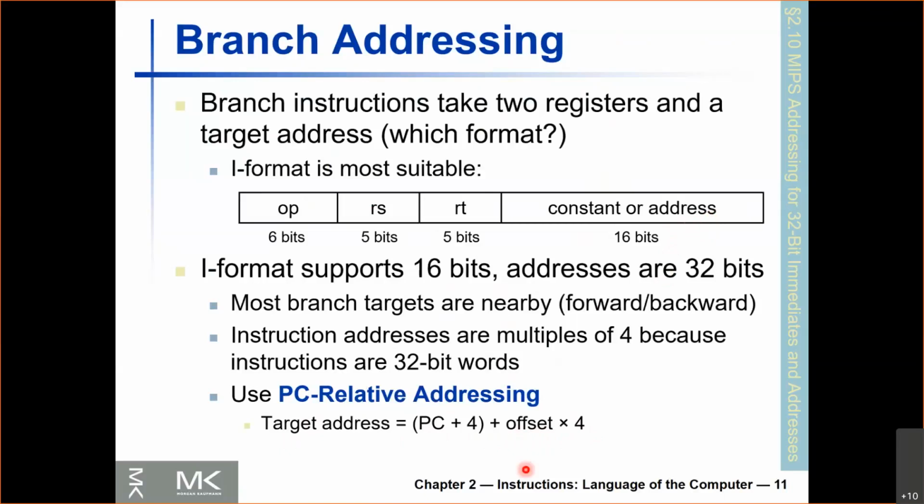Okay, so I will store a 16-bit offset. And then when I execute the branch instruction, the target address of the branch instruction can be found by multiplying the offset by 4 and adding it to the program counter plus 4. Okay, let's do an example to make this more clear.